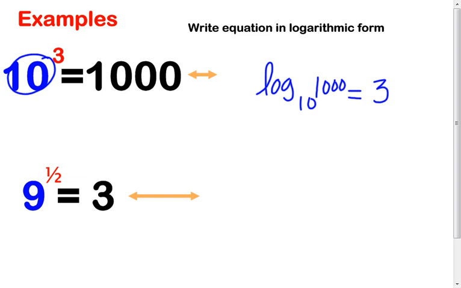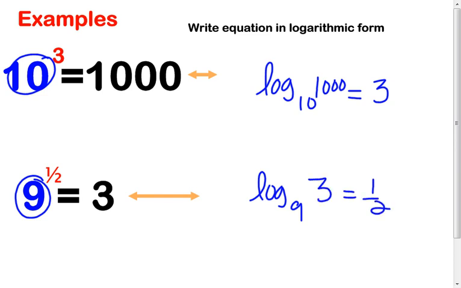Okay? Then again, over here, log. Here's your base, which is 9. Your exponent goes over here, and what it's equal to goes right there. So that's how you switch back and forth from exponential form to logarithmic form.